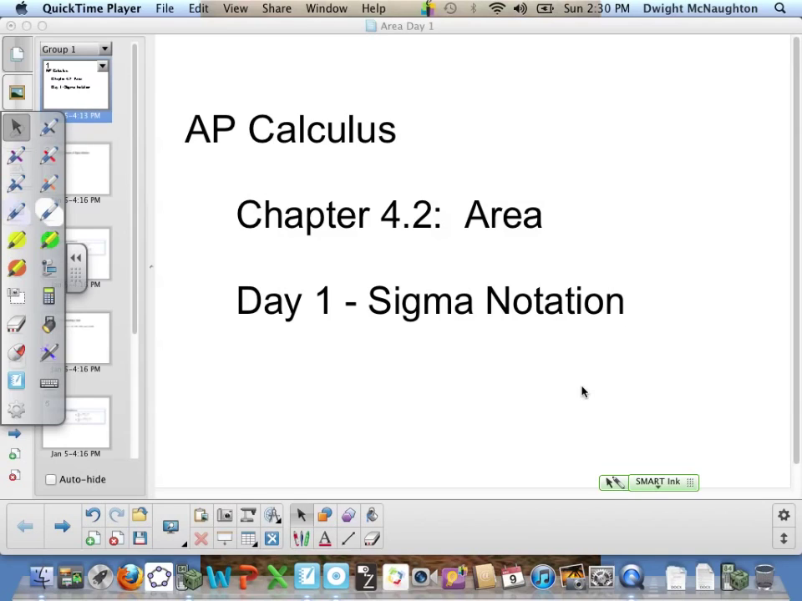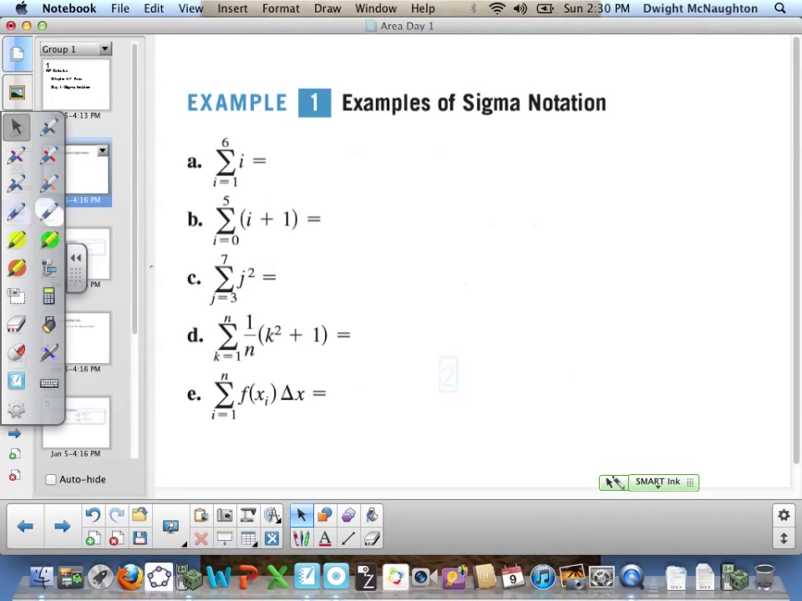Chapter 4.2, Area. Day 1, Sigma Notation. Sigma notation is the adding of lots of different terms in a sequence. So, for example, in letter A, we have the summation of i from when i equals 1 until i equals 6. So what we're going to do is put all the integer values from 1 to 6 into that equation. We're going to get 6 different values, 1, 2, 3, 4, 5, and 6, and we're going to add them all up.